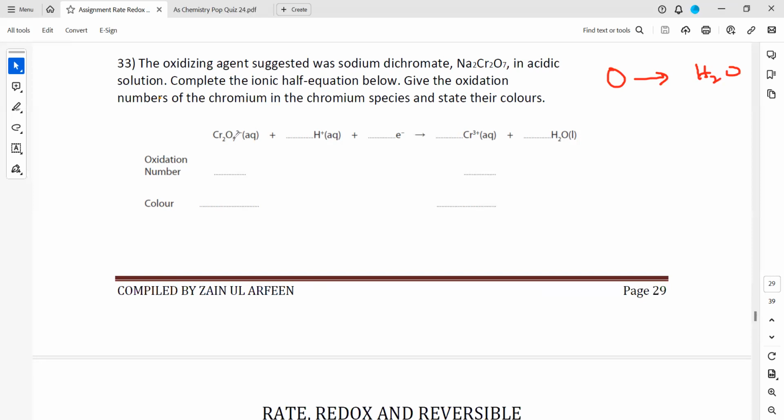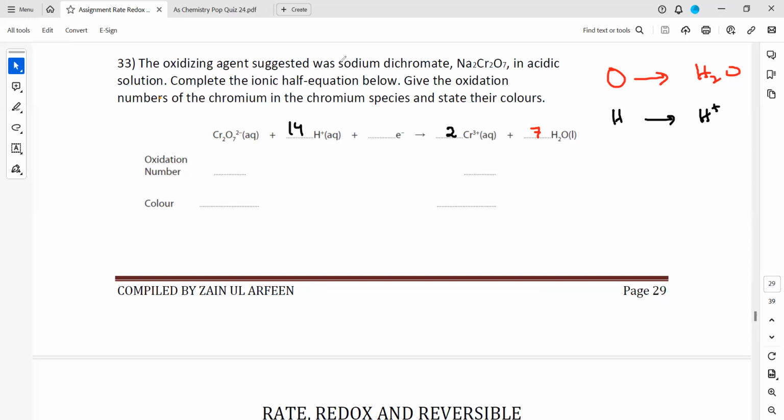So how many oxygen do you see? 7 oxygen on your left, so you put a 7 and balance oxygen. To balance the hydrogen, we add protons. So how many hydrogen are there? This 7 multiplied by 2 makes 14, so we have 14 hydrogen. So we put 14 here. Hydrogen is also balanced. Then we balance the other element, because there is chromium 2 here, so we put 2. Chromium is balanced.